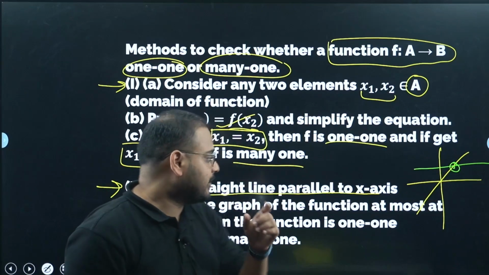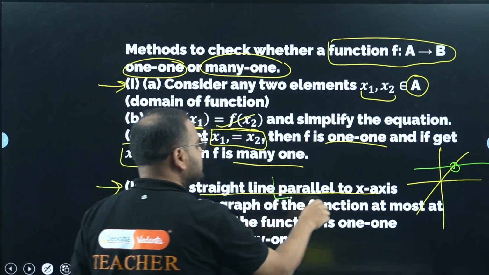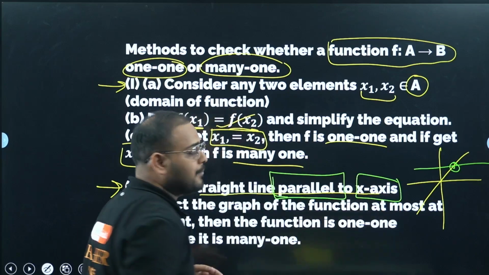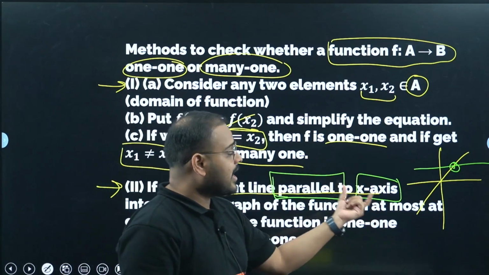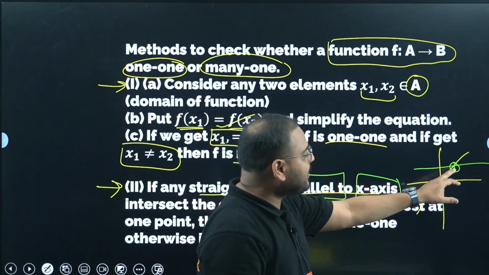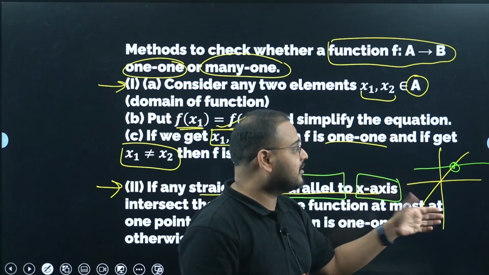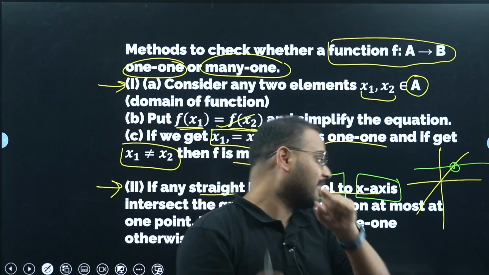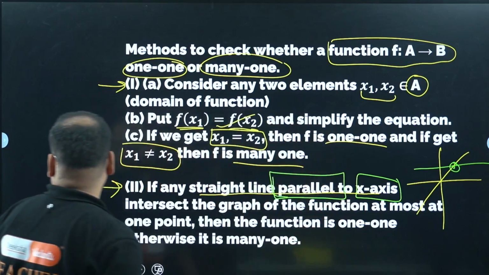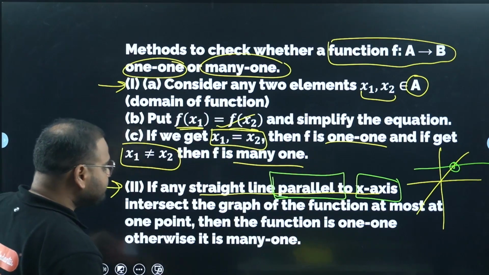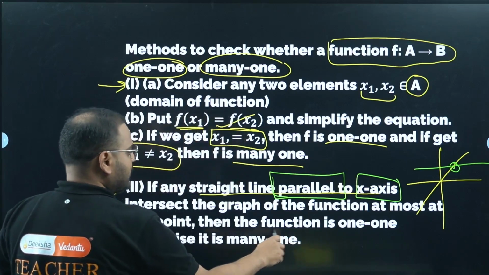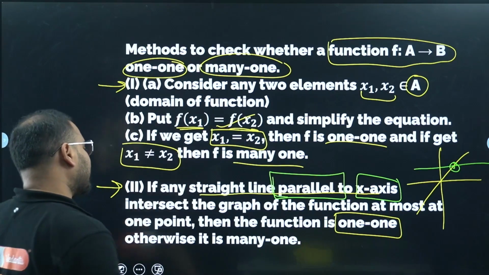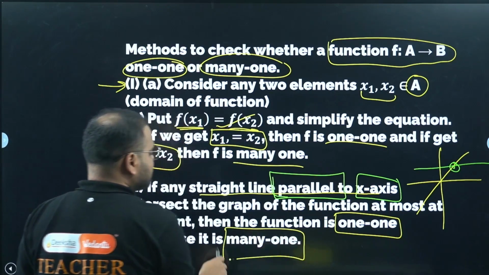Whenever you take a line, very important, parallel to the x-axis, the line that you've taken cuts the graph of the function at only one point. Remember, at only one point. Then I will call that function 1-1. What will we call this? 1-1. And in any other cases, many-one.